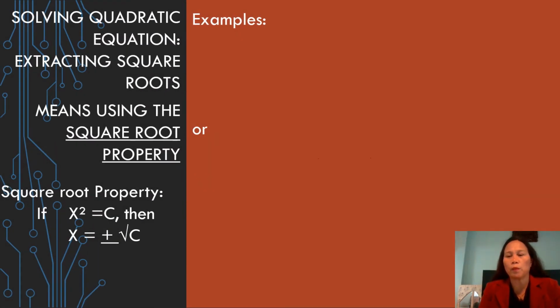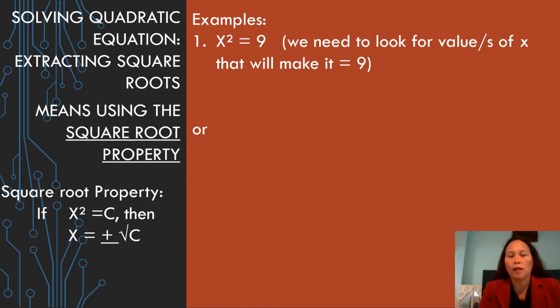Let's have example number 1. Okay, number 1, let's analyze this one first. X squared is equal to 9. Without thinking about the square root property first. Ano ang ibig sabihin ng equation na to? Ang ibig sabihin niyan, hahanapin natin yung value ng x na pag in-square natin, ang sagot ay positive 9. Ano bang naisip yung value ng x na pag minultiply natin sa sarili niya, ang sagot ay 9?